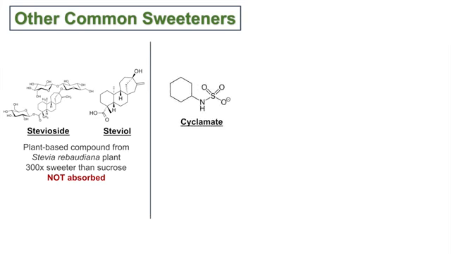Now another compound that is common is cyclamate. This is also known as sugar twin. Now sugar twin is about 50 times sweeter than sucrose, and it is not completely absorbed. It is slightly absorbed, but not completely, and it is not metabolized at all. So this is another very important compound because it is not metabolized at all. And again, since it's not metabolized, it is not actually contributing to any calories in and of itself.